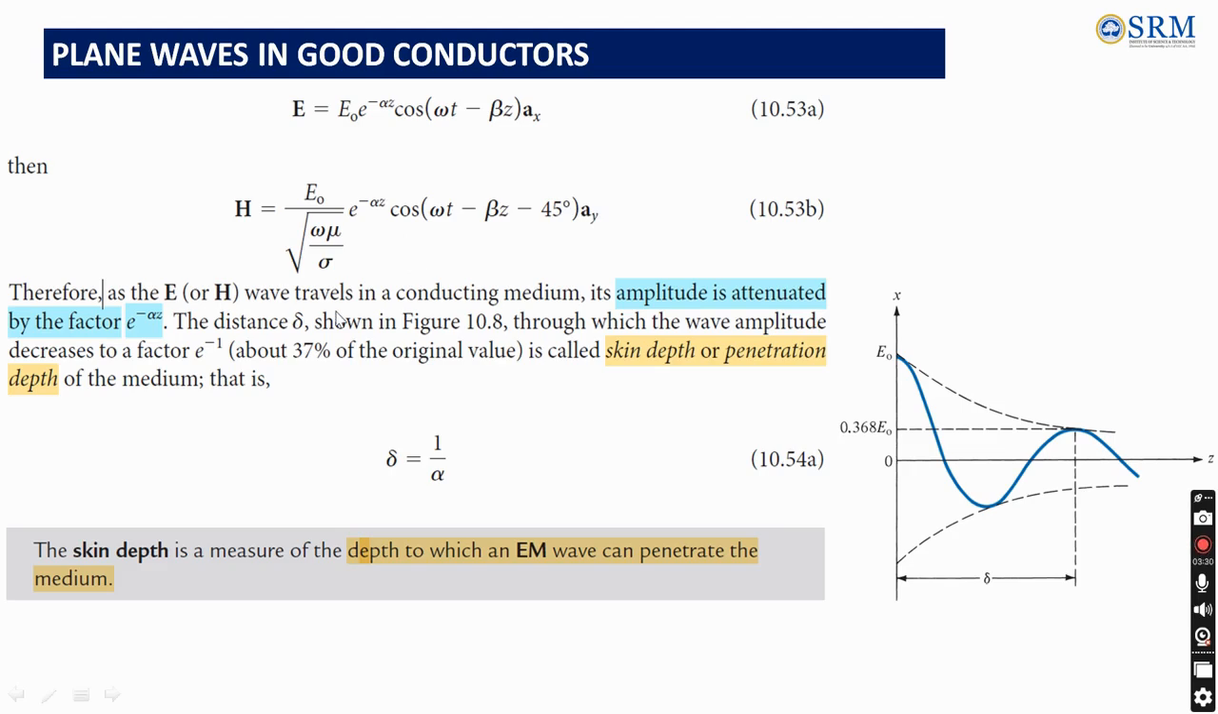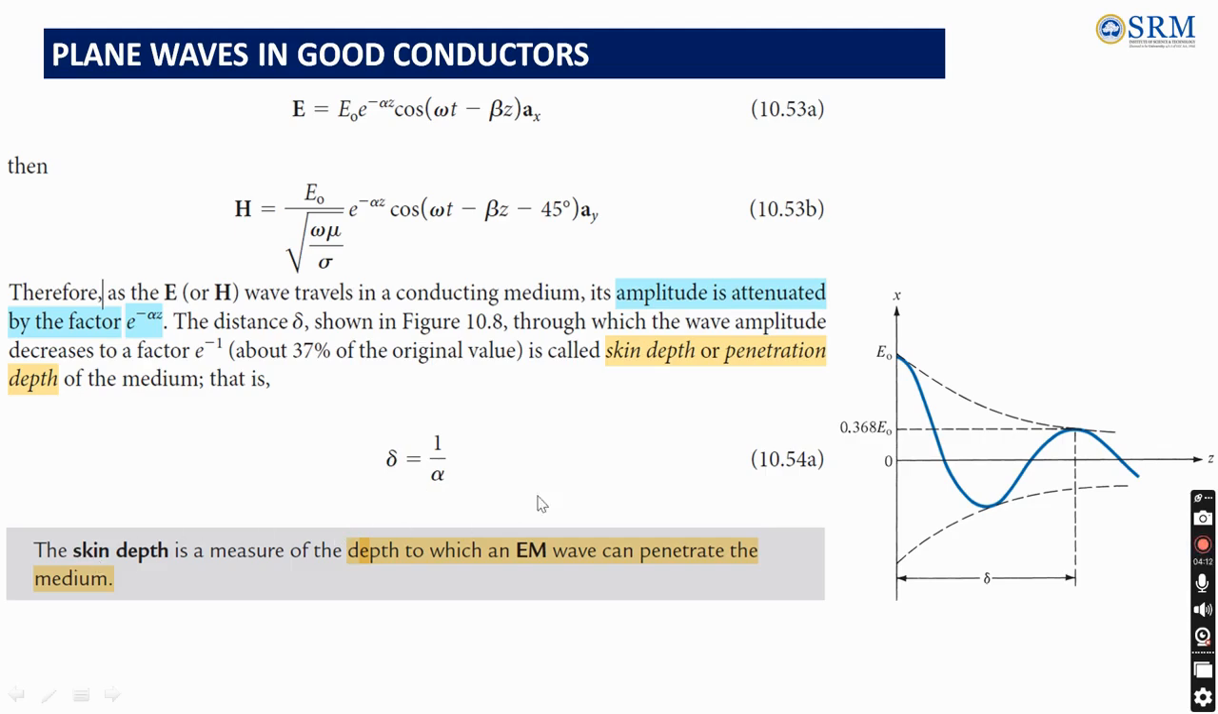As we can see, the electric field and magnetic field, when traveling in a conductive medium, have their amplitude attenuated by the factor e power minus alpha z. We are going to find a distance called skin depth, represented by delta. The distance delta through which the wave amplitude is decreased by a factor of e power minus 1, or 37% of its original value. How much it is decreasing, that distance is called the skin depth or penetration depth of the medium. So delta is equal to 1 by the attenuation coefficient.